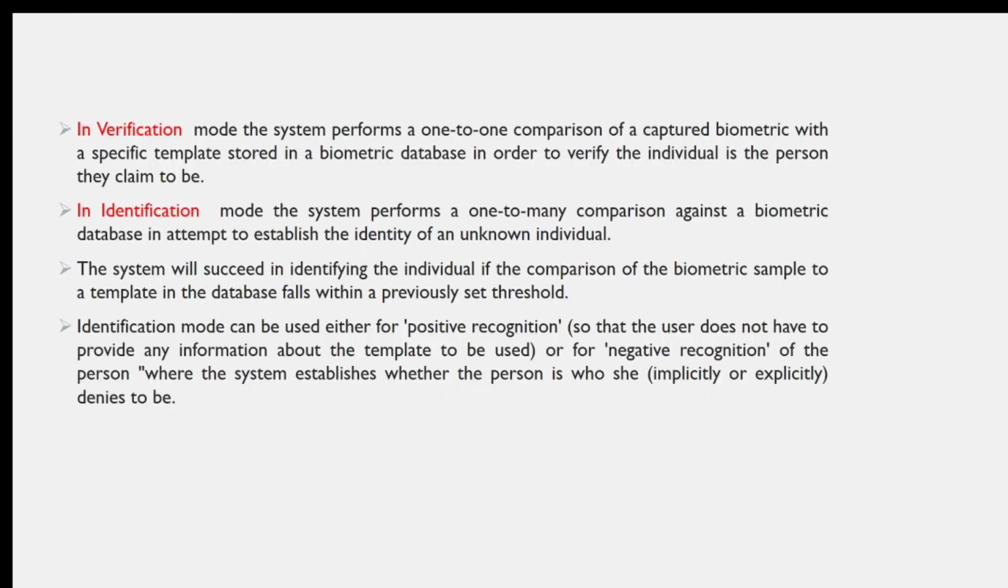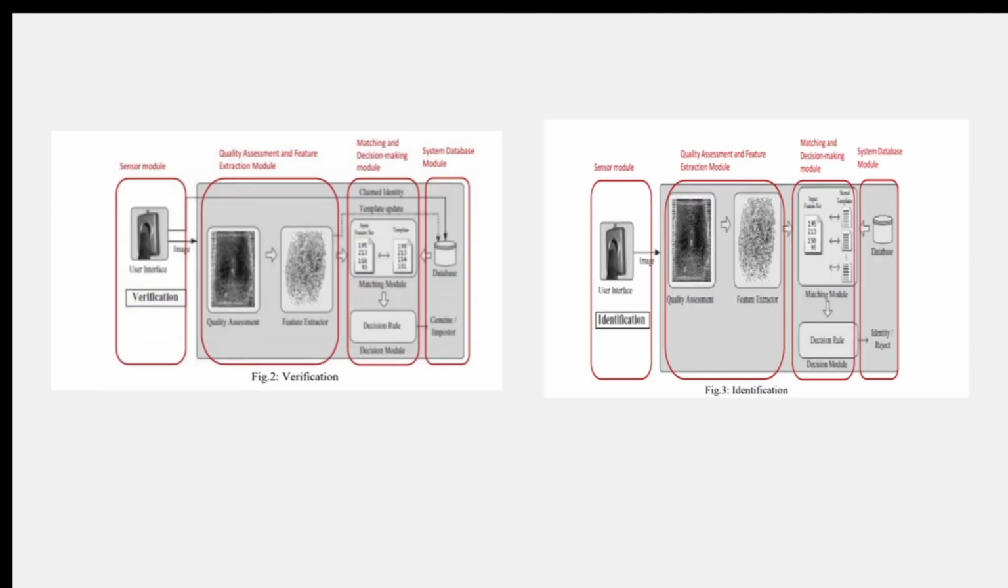Then next is verification. In verification mode, the system performs a one-to-one comparison of a captured biometric with a specific template stored in a biometric database in order to verify the individual is the person they claim to be. Here in the verification phase, the sensor module sends the fingerprint, then quality assessment and feature extraction happen. And in the enrollment stage, they already stored the feature in the database.